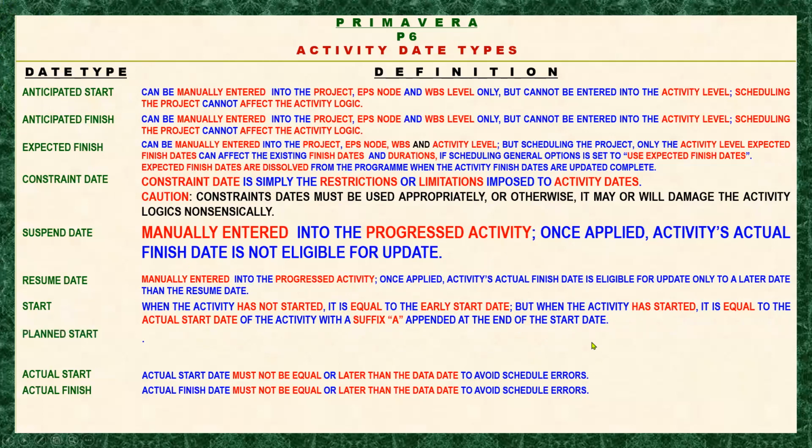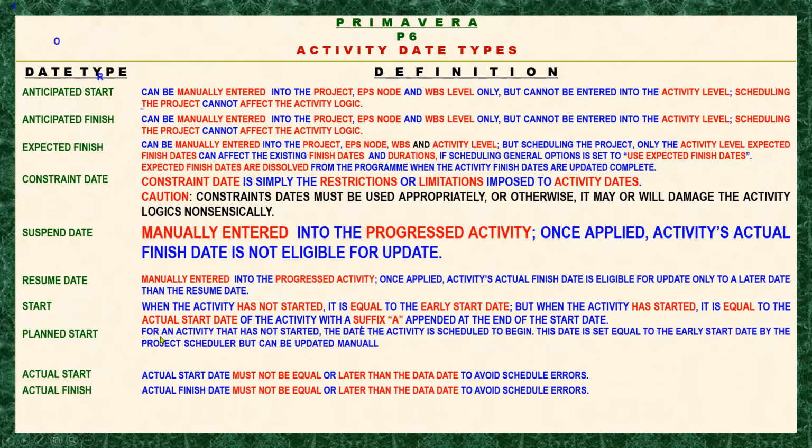Okay, so let's go to the planned start. According to Primavera, the planned start for an activity that has not started is the date the activity is scheduled to begin. This date is set equal to the early start date by the project scheduler but can be updated manually by the project manager. This date is not changed by the project scheduler once you apply an actual start date.